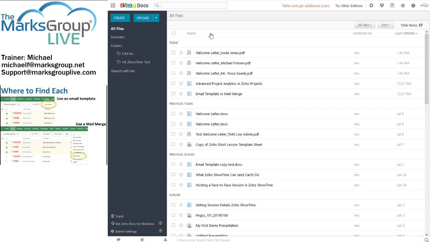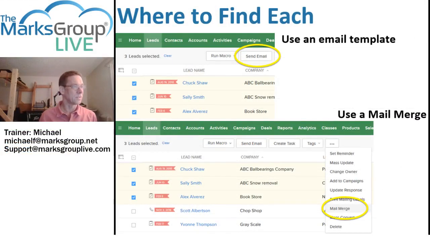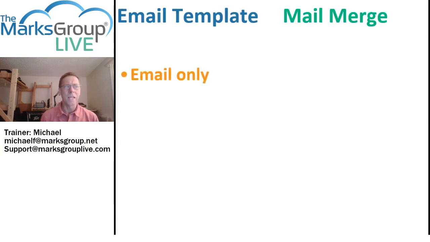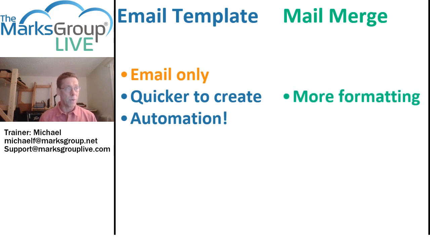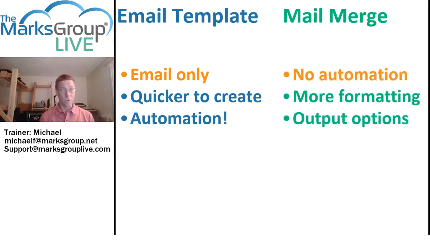So at this point, let's recap, and we'll answer our question one more time. To recap, an email template is only something that gets emailed, it's quick to create, and it's the only choice if you want to send a message via a workflow automation process. Whereas with mail merge, we have more formatting options, we have more output options, but there's no automation in the sense that we can't use a mail merge within the context of a workflow.